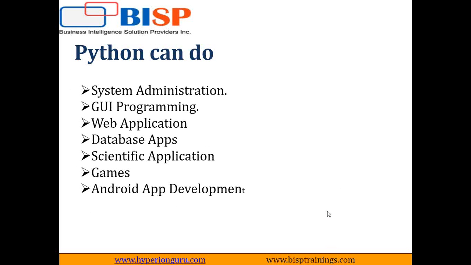And what else can Python be used for? Basically, in what areas can Python be used? Python can be used for system administration. Python can be used in GUI programming, web applications, database applications. Python could be mainly used in scientific applications for data analysis or data visualization on big data. And Python can also be used to create games and to build Android app development. So these are the areas where Python can be used.